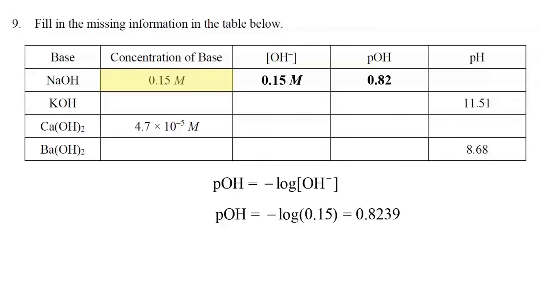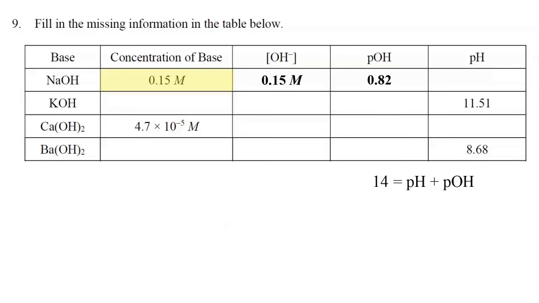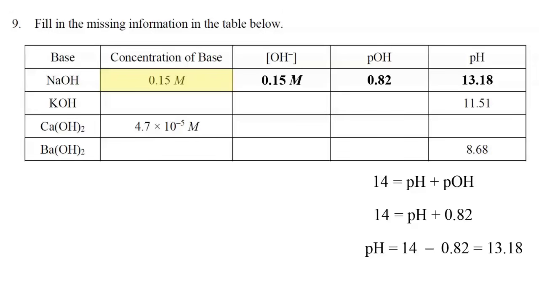Now to get to the pH from the pOH, remember that 14 equals the sum of pH plus pOH. We can assume that all temperatures are at 25 degrees Celsius unless otherwise told. So in this case, I can take 14 minus the pOH value to get the pH. So 14 minus 0.82 is equal to 13.18. Now that we've completed the first row of the table, the next row of the table involves a similar base. This is potassium hydroxide, but we have to go from pH all the way to concentration of base.